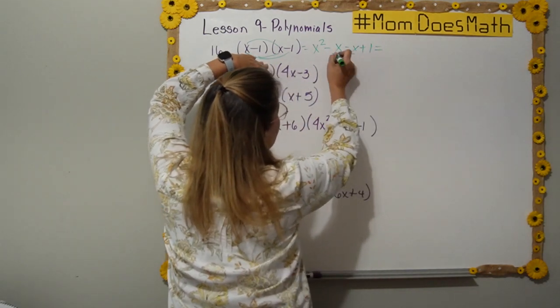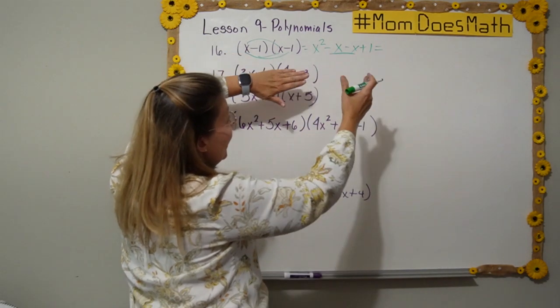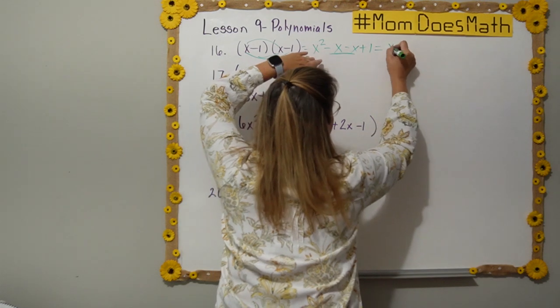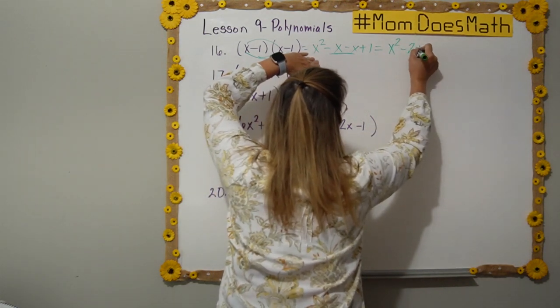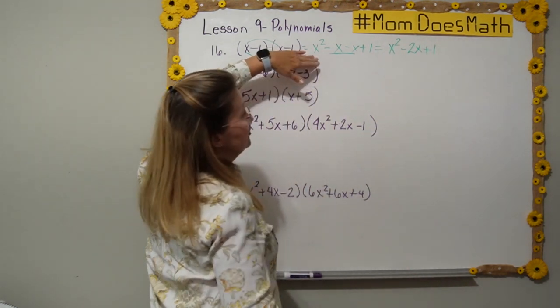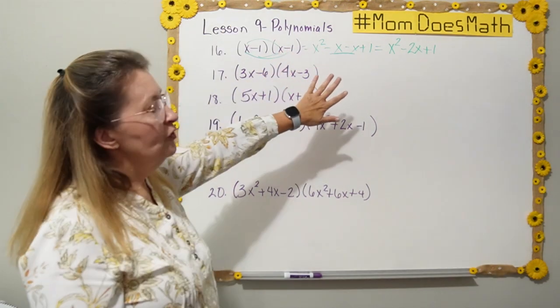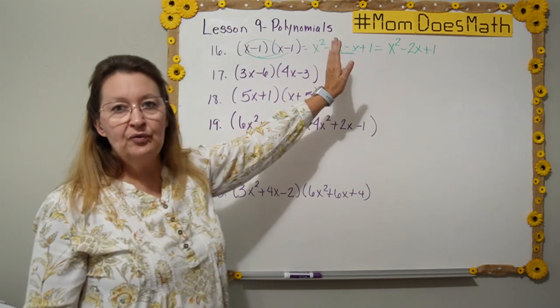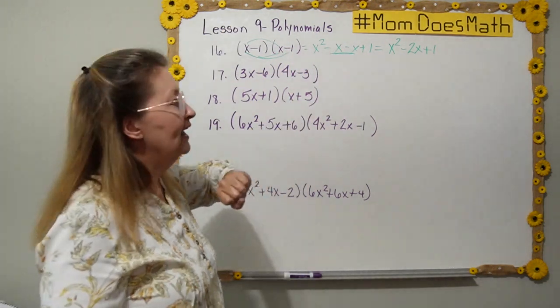All right, these two combine. Minus x minus x is minus 2x. So for your final answer, looks like that. X squared minus 2x plus 1. If you missed that one, it was probably due to a careless mistake, you know.